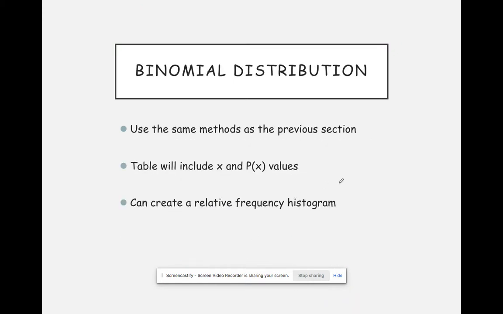So we can also look at what the binomial distribution looks like as a graph in a histogram form, just like we did with discrete random variables. Your table will have the X values and their corresponding probabilities, and then you can use that chart to make a relative frequency histogram. So we're going to do that here in a minute using the knee surgery example, and we'll pull our probabilities from Statlet so that you guys can see how that works as well.